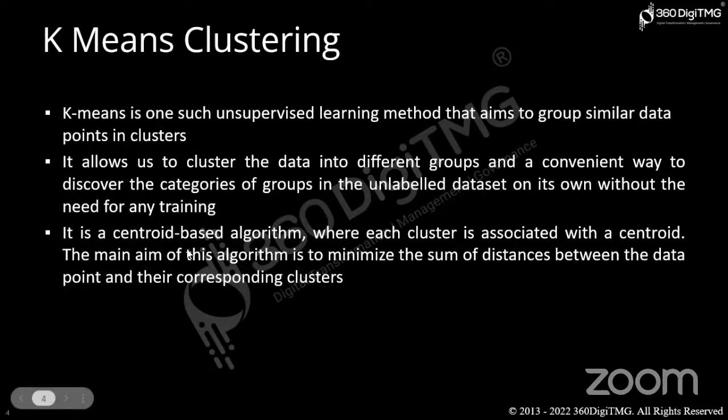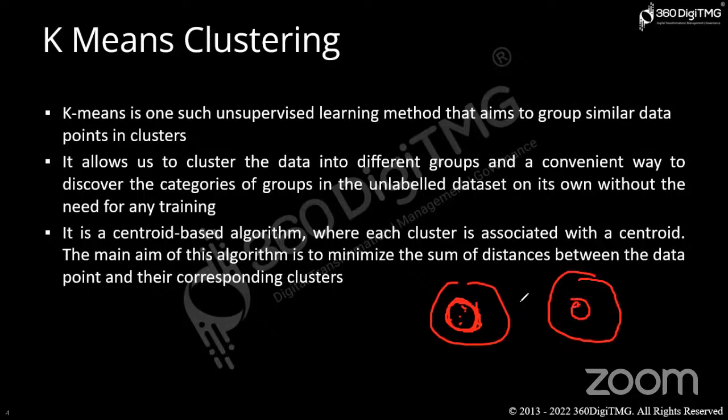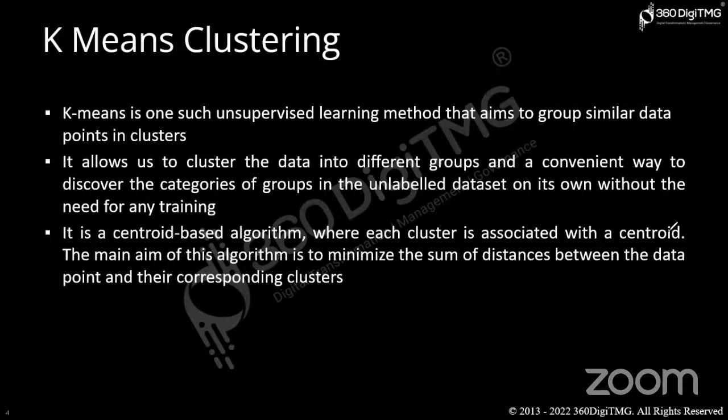What are we trying to do? It is a centroid-based algorithm, each cluster associated with a centroid. The main aim of the algorithm is to minimize the sum of the distance between the data points and their corresponding clusters. If you have data points like this, it will try to decrease the distance between those points so that the clusters we form make sense. And when it comes to other clusters, the distance should be as high as possible. Only then can we say that the clusters we are forming are giving good results and making sense.